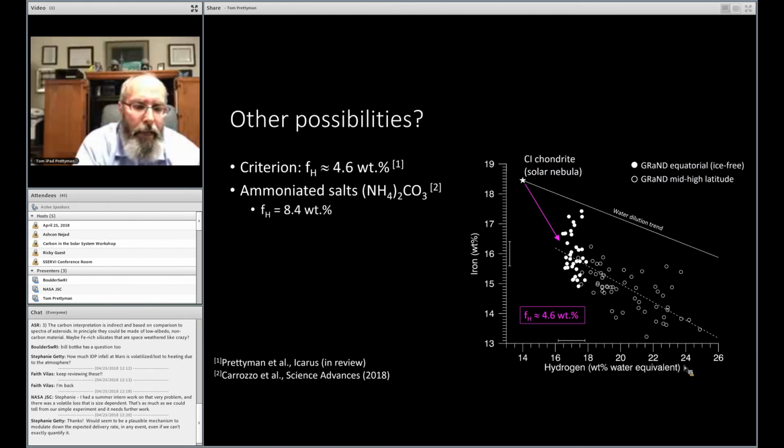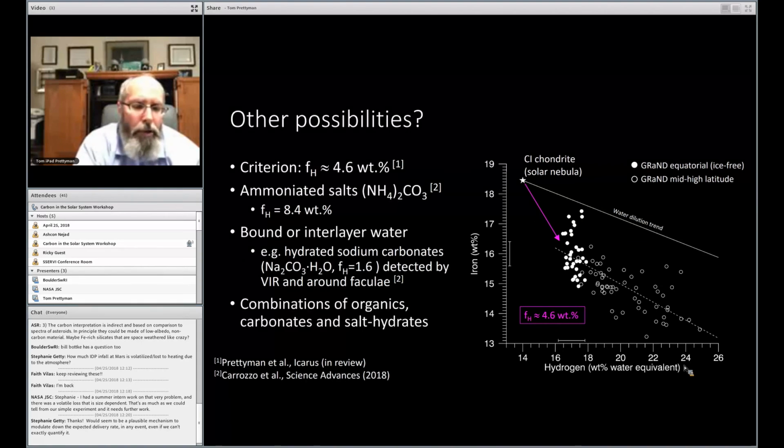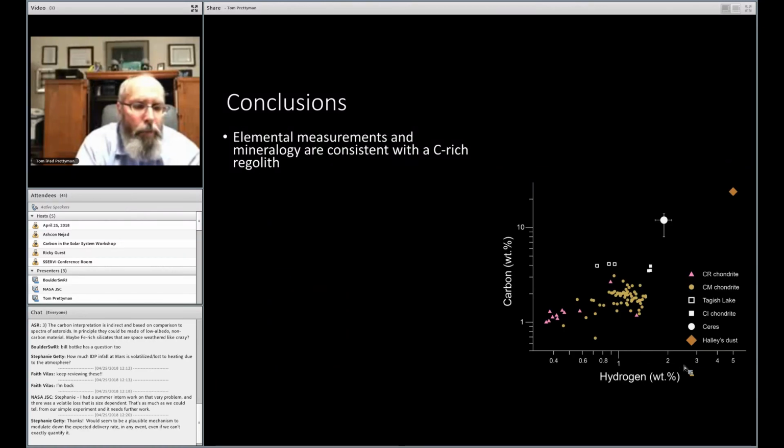So there are a variety of other possible things that you could add in to do this, not a unique solution. You could certainly add in ammoniated salts, but bound or interlayer water would not work. So the bottom line is that the data are certainly consistent with some combination of organics, carbonates, and salt hydrates being added to the solar nebula composition to explain Ceres' equatorial surface.